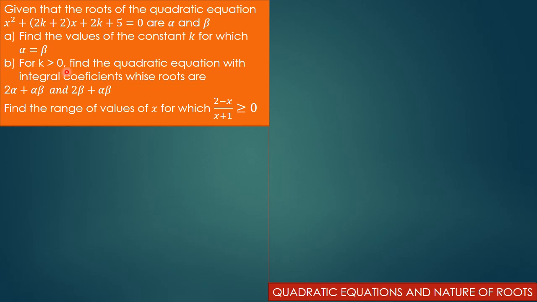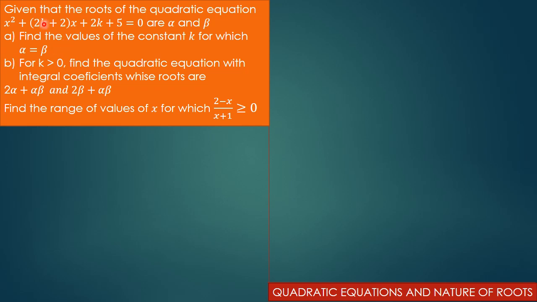Then the b part, for k greater than 0, find the quadratic equation with integral coefficients whose roots are 2 alpha plus alpha beta and 2 beta plus alpha beta. Then the next part wants us to find the range of values for which 2 minus x over x plus 1 is greater than or equal to 0. Great. So friends, let's start with the first part.